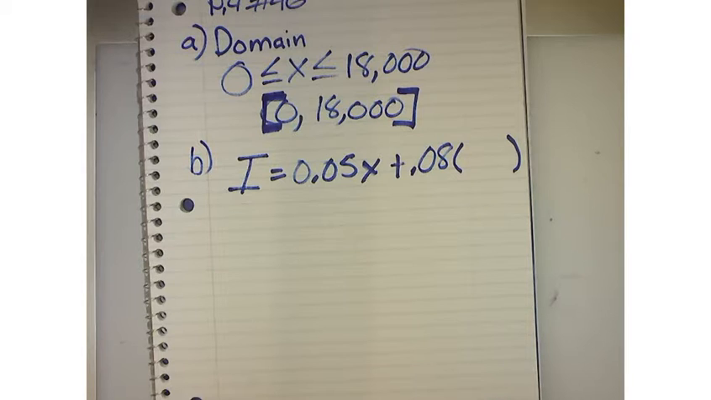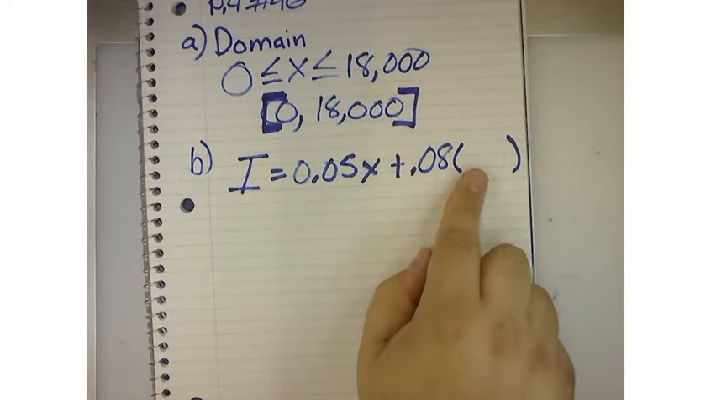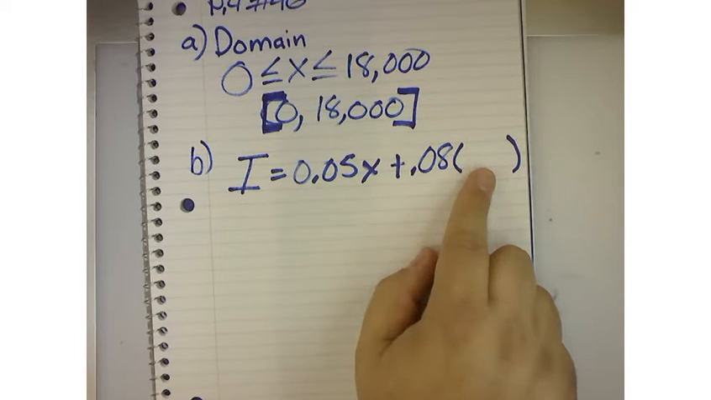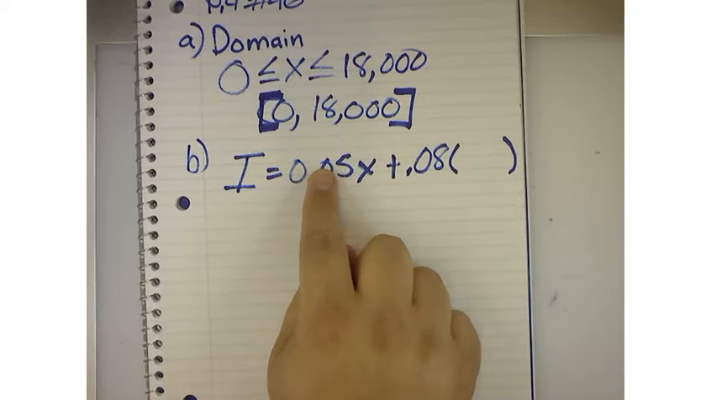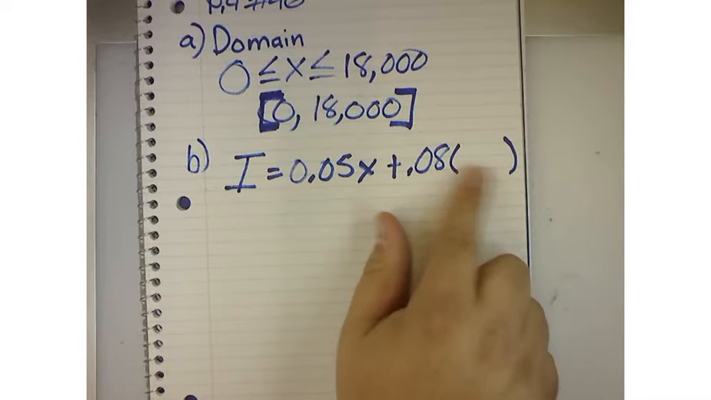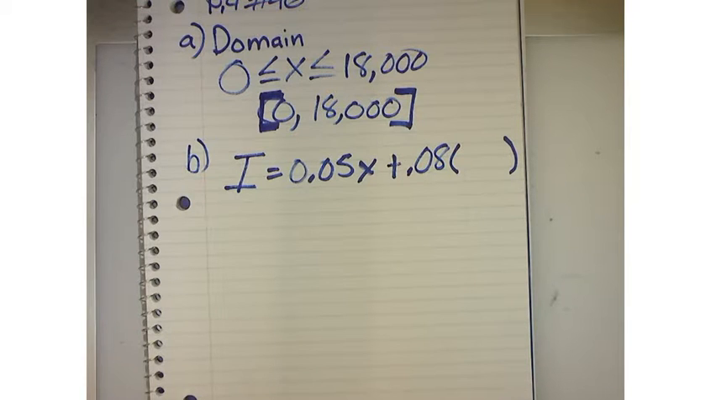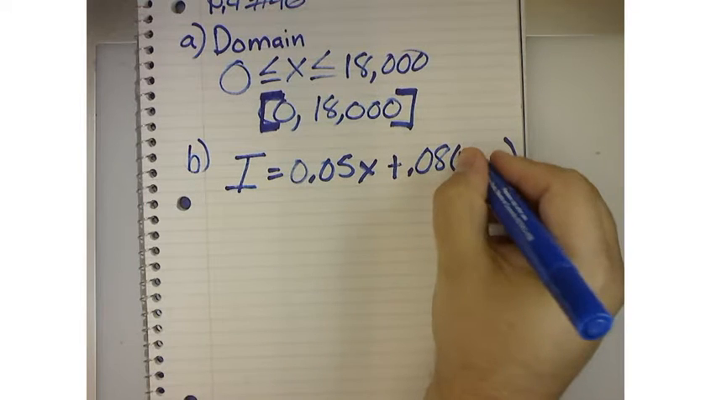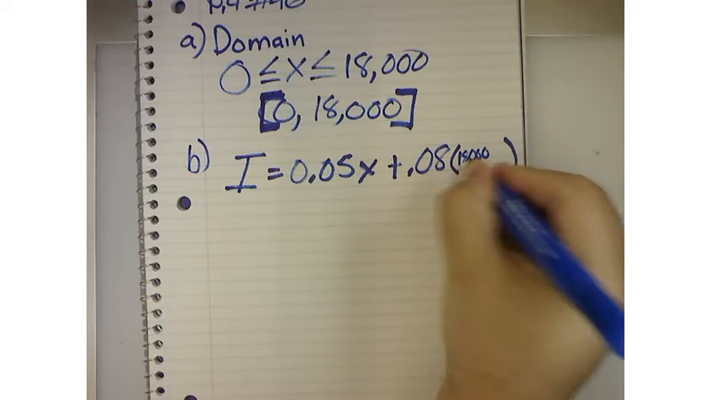You start with 18,000. I take X amount of dollars and I invest it in the 5% account. Whatever is left over, I'm going to invest right here. Well, if I put X, it's the same amount that I invested here. No, there's going to be an X over here. Well, how do I do that? 18,000 minus X. Because I'm starting with 18,000 and I'm subtracting X amount.